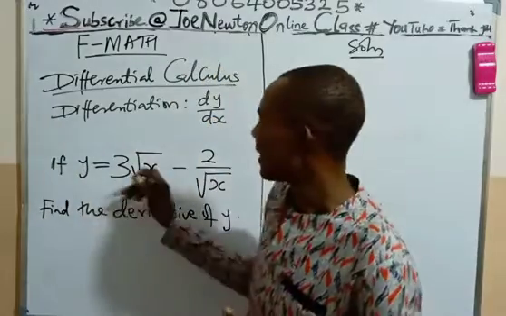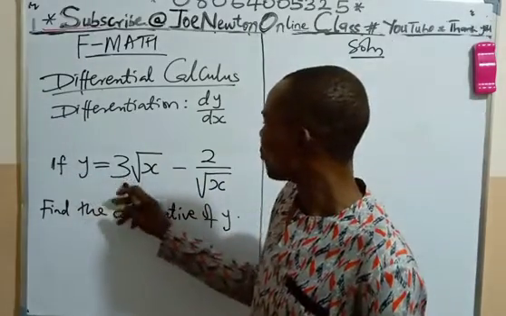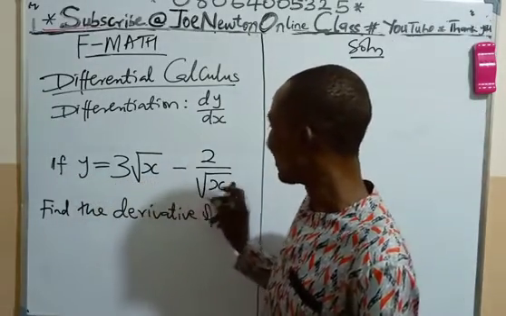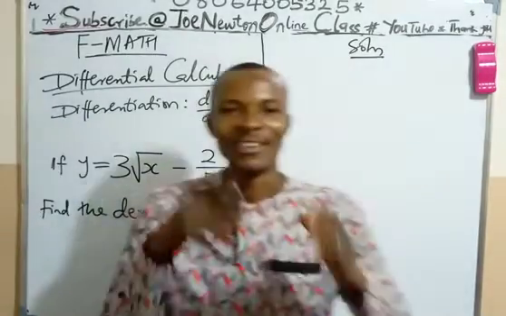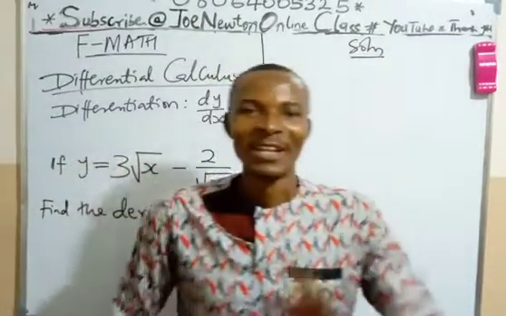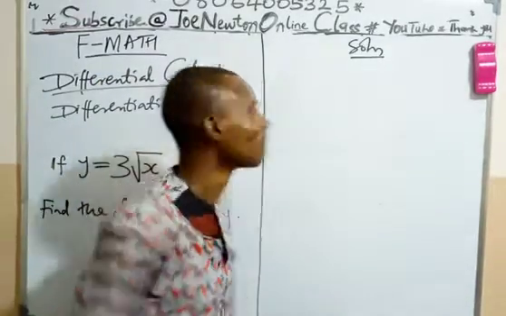Now, we have a task on the board. The question says, if y is equal to 3 root x minus 2 over root x, we are asked to find the derivative of y, that is dy/dx. Now, let us solve this, applying the simple rule of differentiation.